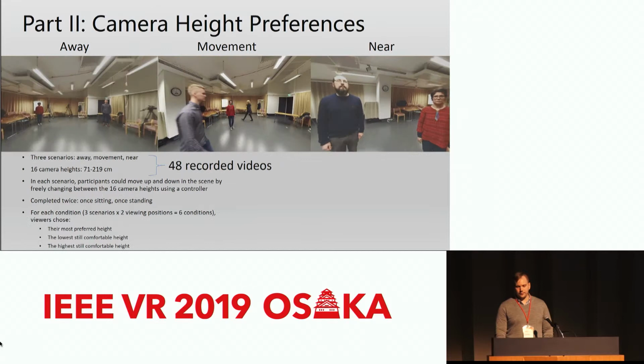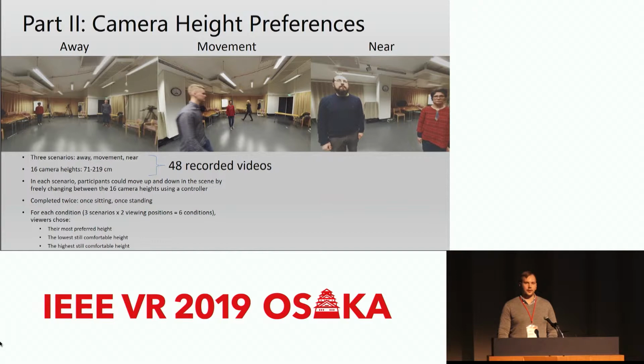In the second part, we investigated camera height preferences in detail. We included the same three scenarios. However, this time, no search task was involved, so the actors did not show papers to the camera. We recorded each scenario 16 times at different camera heights, resulting in 48 recorded videos. The camera heights varied between 71 and 219 centimeters.